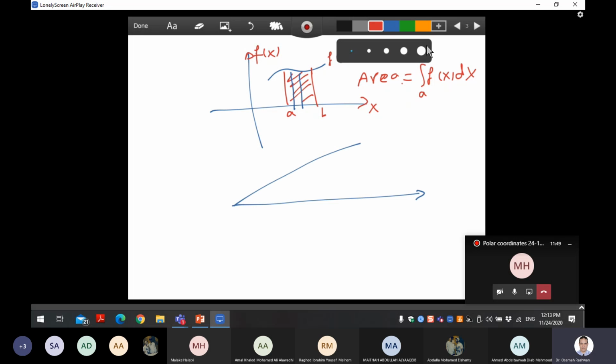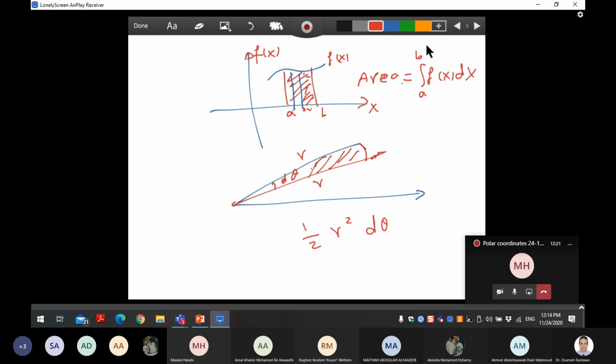If you have a polar, you go and have delta x here. In this case, you will go for r and delta r, okay? So if you go in a very small area like this one, this is exactly like any one of the slide here. So you will have d theta here, right? And this is r and this is r. What is the area of this sector of a circle? The area is half r square d theta. This is the area of this small piece.